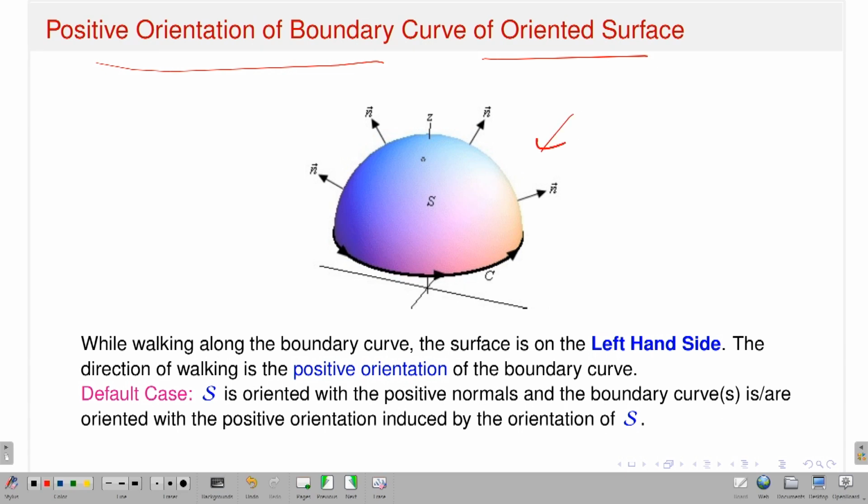This is another oriented surface. So at each point you have a normal pointing upward. While walking along the boundary curve, the surface is on the left hand side. Why? Because look, this is the boundary curve now. If I move in this direction, you see on the left hand side I have the surface.